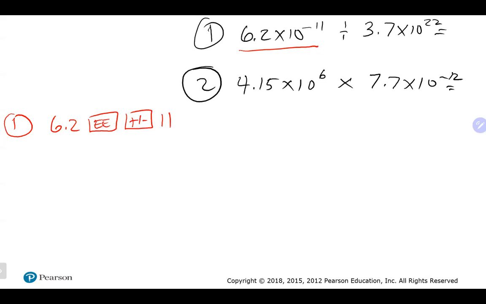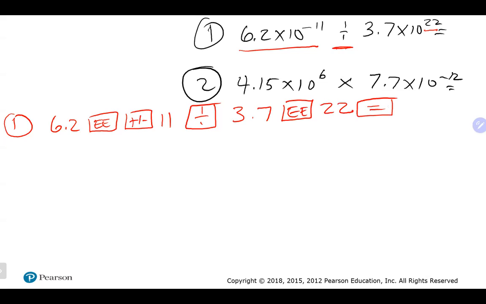Again, there's no multiplication button or anything hit yet. I am now going to hit the divide button because that is what I'm doing. And I would punch in 3.7. Once again, hit my exponent button. And in this case, it's actually a positive exponent, so I don't need the negative. I'm just going to hit 22 and then hit equals.